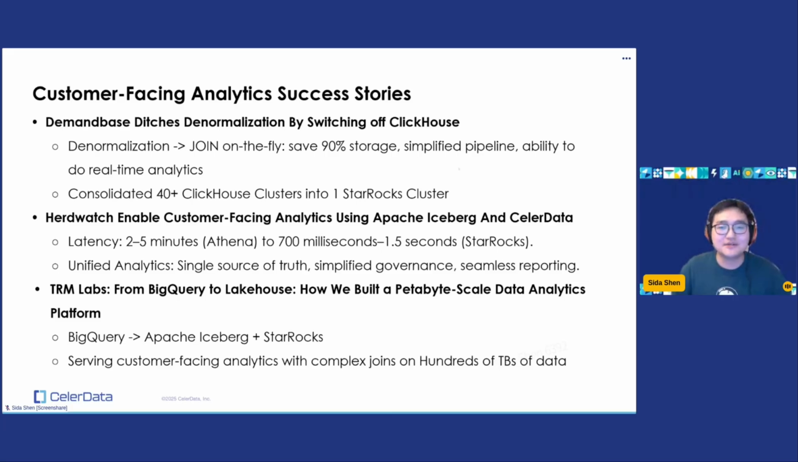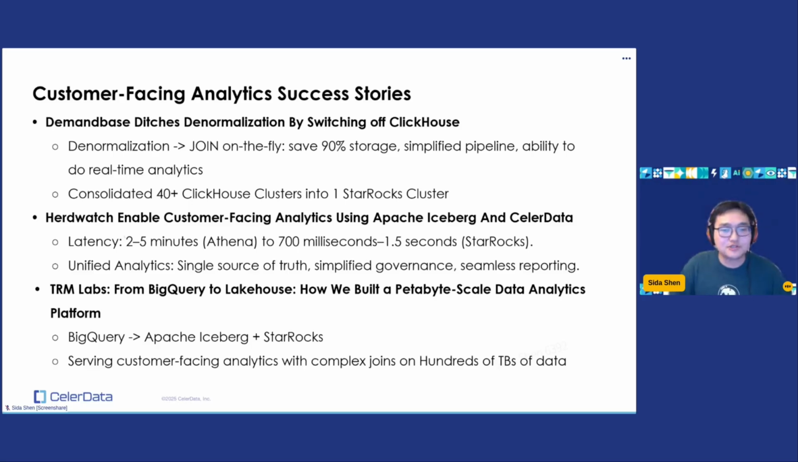Denormalization to join on the fly. They were using ClickHouse, they couldn't really do joins on the fly, so they denormalized everything. After they moved to StarRocks, no more denormalization, 90% storage saving, simplified data pipeline, and the ability to do real-time analytics because there are no extra pipelines to manage. And also they were able to consolidate 40 plus ClickHouse clusters into one StarRocks cluster.